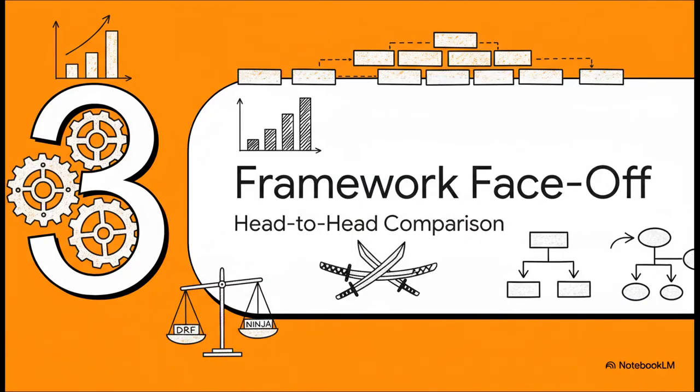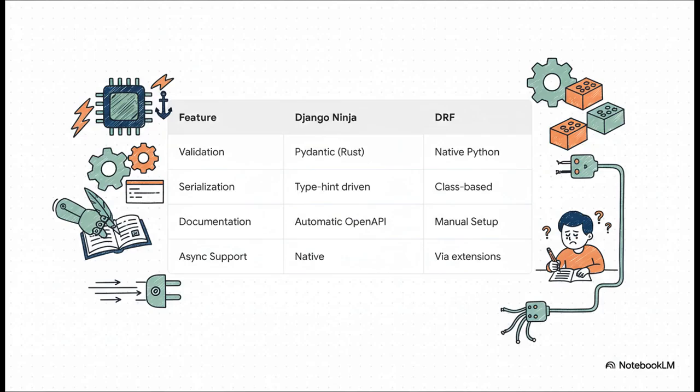Okay, so we've seen the difference in philosophy and performance. Now let's put these two head-to-head and do a direct feature-by-feature comparison. This table really breaks it all down. For validation, Ninja's got that high-speed, Rust-powered Pydantic core, while DRF rolls its own. For documentation, this is a big one. Ninja generates it for you automatically from your code. That's a huge time saver. With DRF, that's usually a manual process. And finally, async support. It's built right into Ninja from the ground up, while with DRF, you need to bolt it on with other packages.